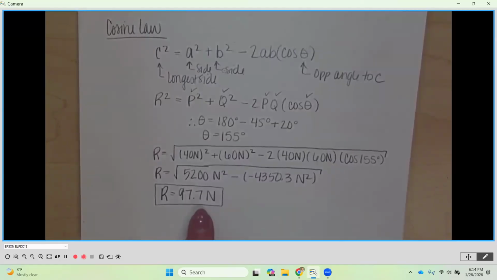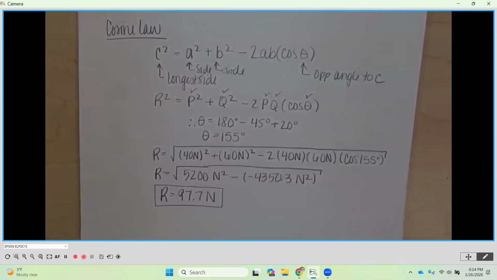So did everybody get 97.7 newtons here? Okay. Now, in our problem underneath the radical, we had newtons squared because we had a squared quantity. But when we take the square root, we not only take the square root of the number, we also take the square root of the units. And when we take the square root of squared units, we get just the newtons left over in this case. Newtons for a force makes sense, right? Our resultant is a force. It needs to be in force units, which are newtons in our case. Okay.